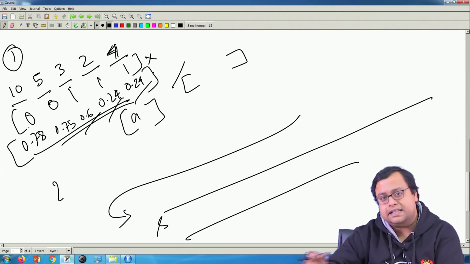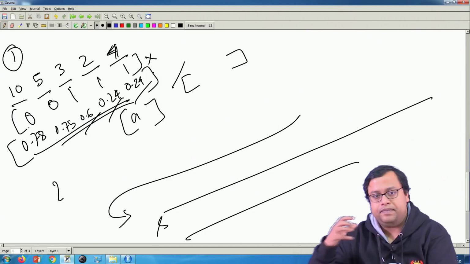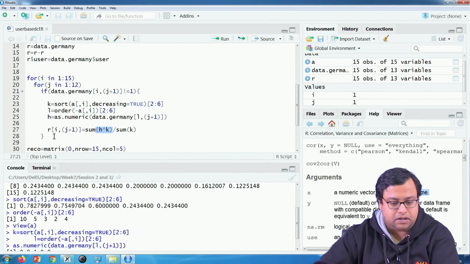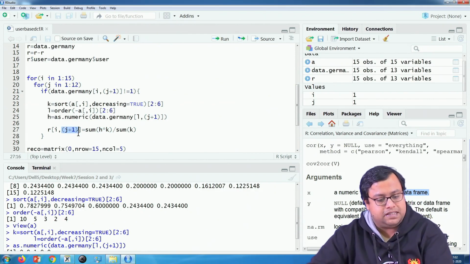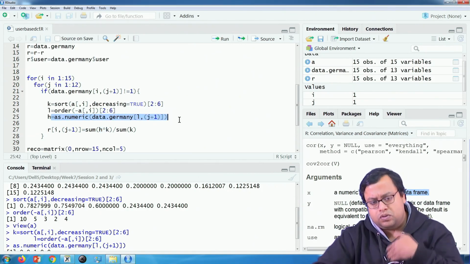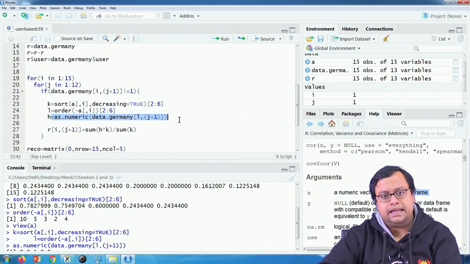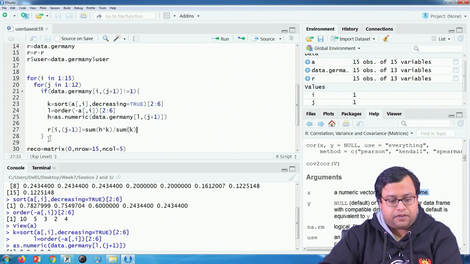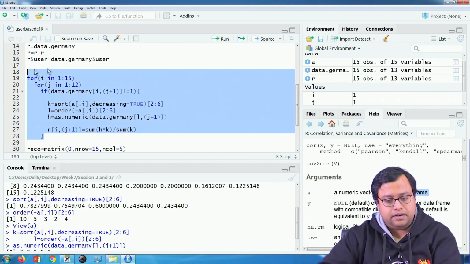That numerator is basically the measurement of how strongly you should recommend. R I comma j plus 1 is basically sum of h into k, divided by sum of k. H stands for the historical purchase history of users who are close to you. K is basically the similarity score. So, this is what I run for the whole thing.